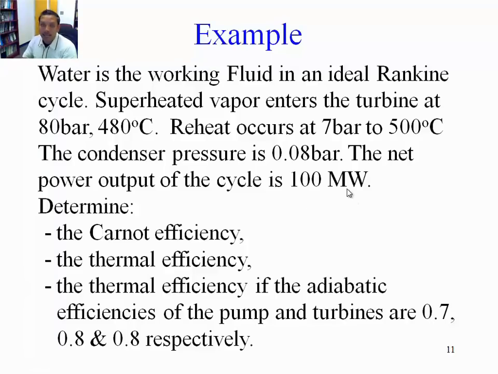That's the net specific work times the mass flow rate. And we're being asked exactly the same things. The Carnot efficiency, the thermal efficiency. The thermal efficiency, if the adiabatic efficiency of the pump and turbines are 0.7, 0.8, and 0.8 respectively. So that means the efficiency of the pump is 70% and the efficiency of the two turbines is 80% and 80%. And we are to calculate the efficiency of the cycle in that case, with the cycle not being ideal.